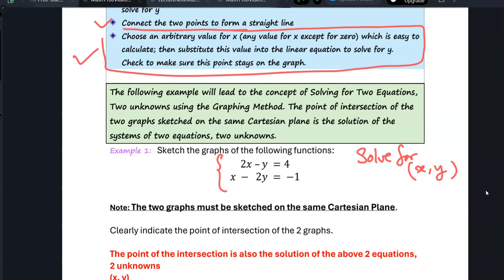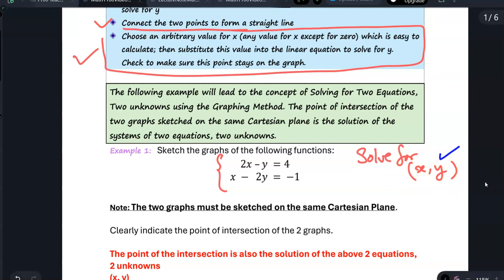We need to have two equations in order to solve for two unknowns. And our two unknowns here are x and y. Okay, if you only have one equation and you have two unknowns, there's no way that you can solve for those two unknowns. You must have two equations, two unknowns to solve for this. After you solve for this, you will have an ordered pair or a coordinate. You must present your solution as a coordinate, and x comes first, y comes second in the brackets.